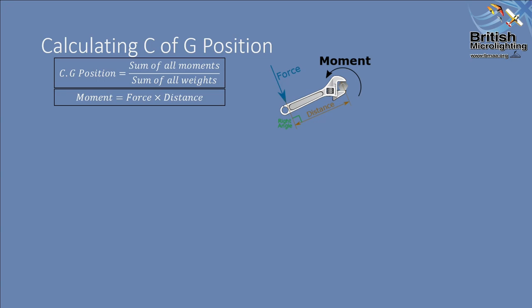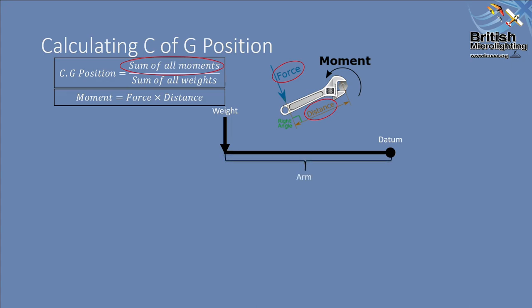When calculating CG position, the bulk of the work is done when calculating all of the moments acting upon the aircraft. Remember, in order to have a moment, a force must be applied at a perpendicular distance from a known fixed point. In the context of an aircraft, the force is the weight of any object, station, or item to be included in the calculation. The known fixed point is referred to as the datum, and the perpendicular distance is the distance between the respective object or item and the datum. And this is often referred to as the arm.